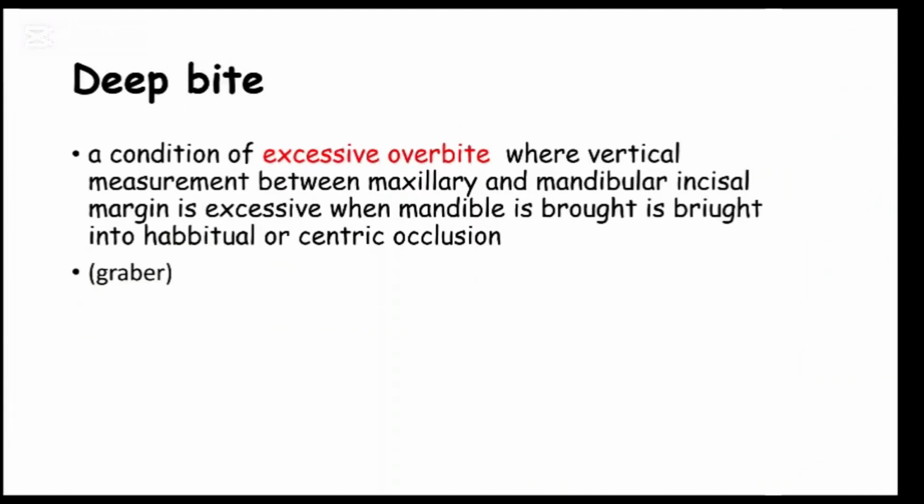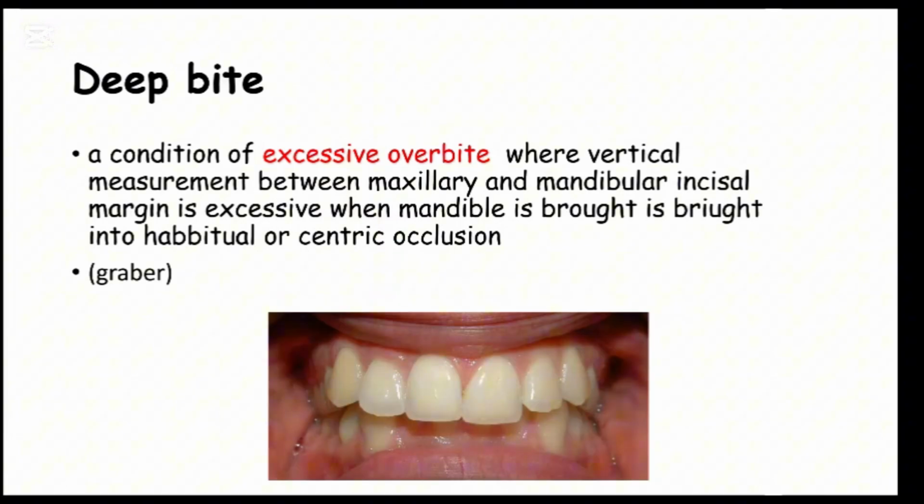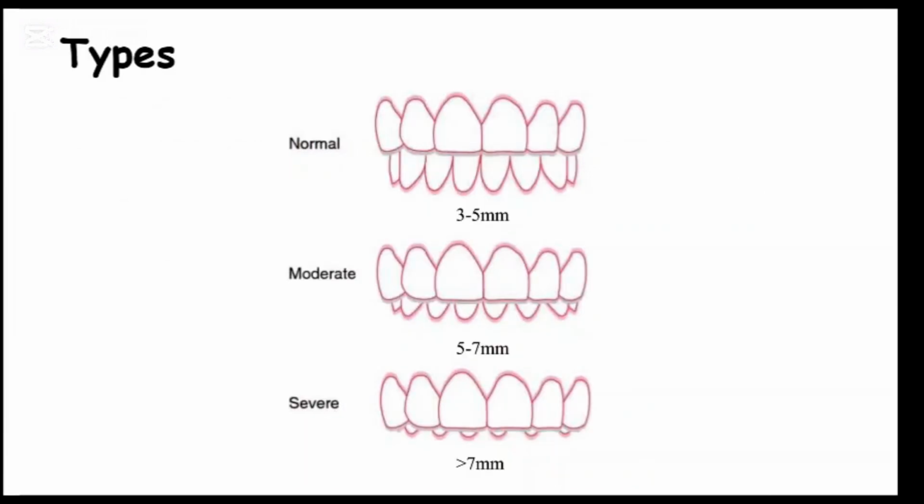For deep bite, first we will talk about the definition. It is a condition of excessive overbite. We know the normal value of overbite is 2 to 3 mm, and if it is more than 3 mm, then this is deep bite, where the vertical measurement between maxillary and mandibular incisor margins is excessive when the mandible is brought into habitual or centric occlusion. In the clinical pictures you can see it may be mild, moderate, or severe.